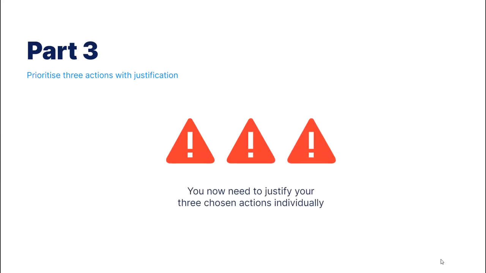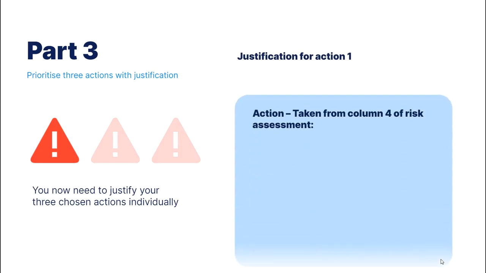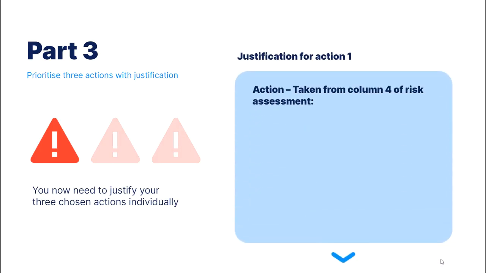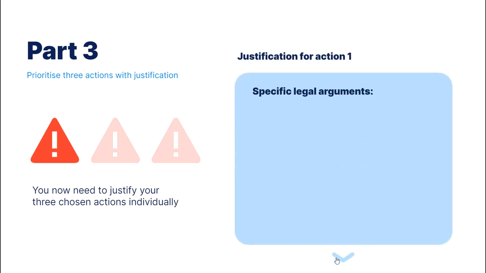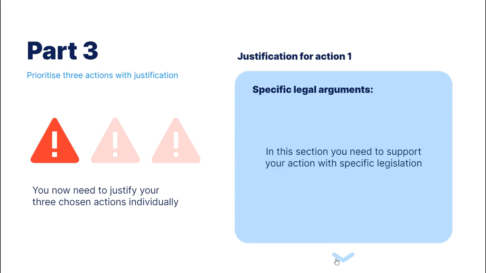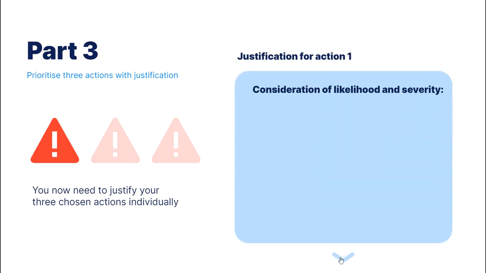You now need to justify your 3 chosen actions individually. The first section is the action. What you write in this section needs to be taken exactly from what you have written in column 4. The next section is where you need to support your action with specific legislation. The third section is about considering the likelihood and severity of the hazard.